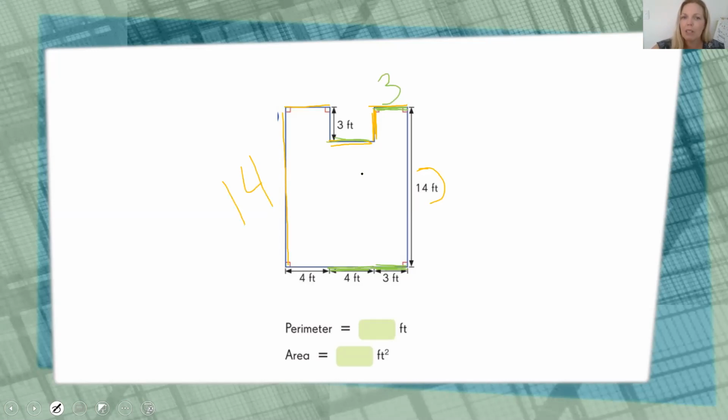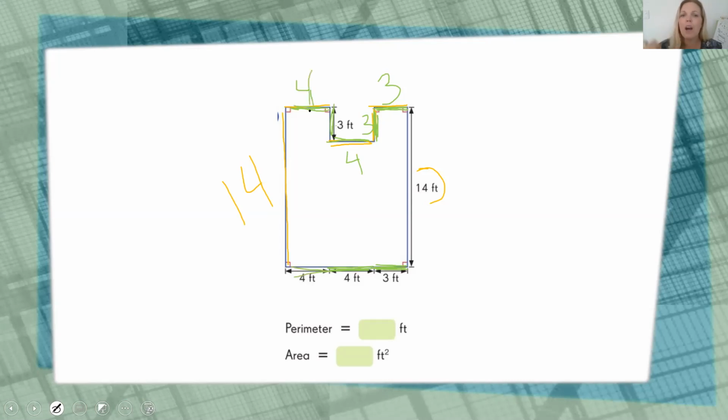So I can put in a 4 foot there. I see that this measurement is matching to that 3 feet, so I can add another 3 there. And then I see that this missing measurement matches with that measurement and is a 4.